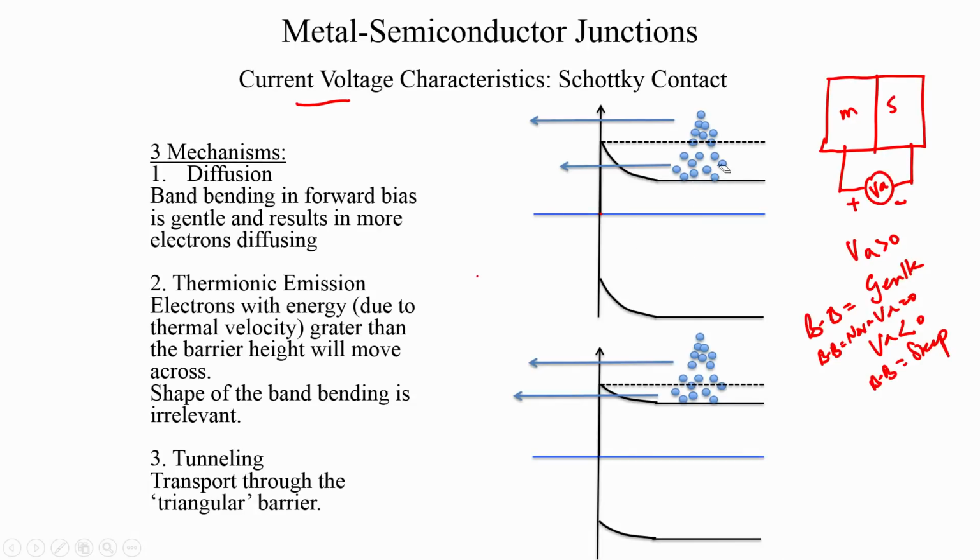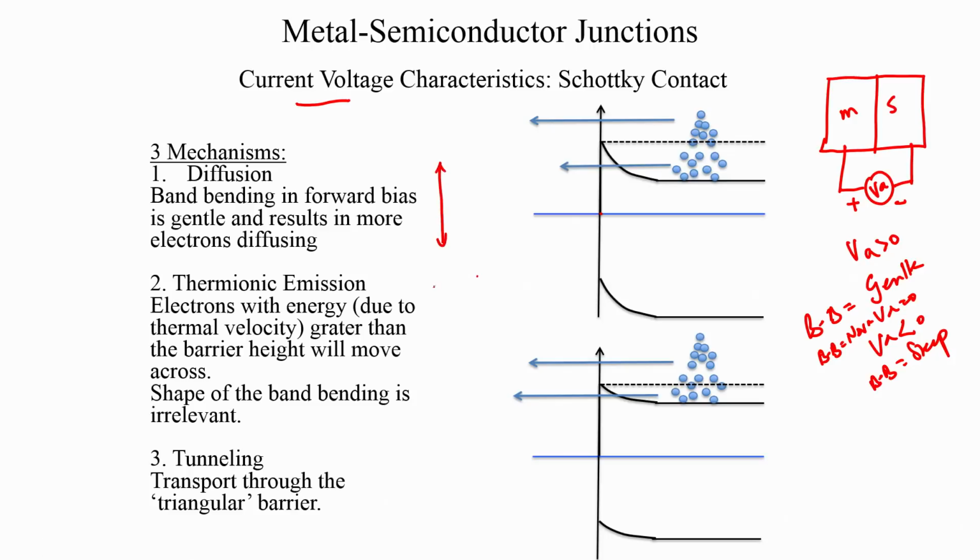That is diffusion. So, diffusion very strongly depends upon the nature of the band bending and what the built-in potential is and what the shape of this bending is, etc. So, it is very dependent upon all these features. Okay. So, that is diffusion.